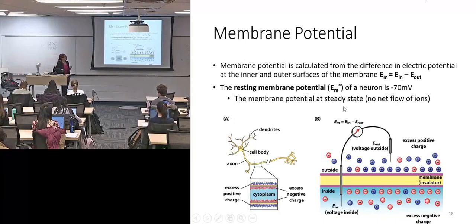Okay? And the resting membrane potential, what resting here means is that we have reached a steady state, no net flow of ions. Okay? So ions can flow in and out, but from a macroscopic view, those concentrations are staying the same. And this is the difference we would see in voltage between the 2 sides.